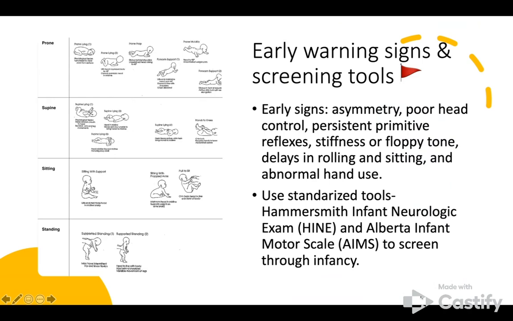What are the early warning signs? Asymmetry, poor head control. Again, milestones are very, very important in motor disabilities. Persistent primitive reflexes, stiffness or hypotonia, delays in milestones like crawling and sitting, and abnormal hand use. You can use 2 scales in the infancy period if you want to detect it faster: the Hammersmith Infant Neurological Examination or the Alberta Infant Motor Scale. Both are available as PDFs online, or you can check them in the neurology books as well.